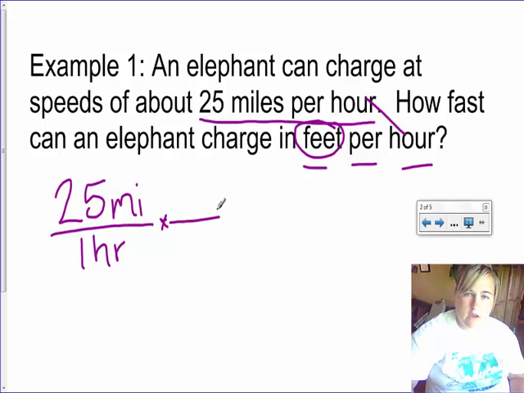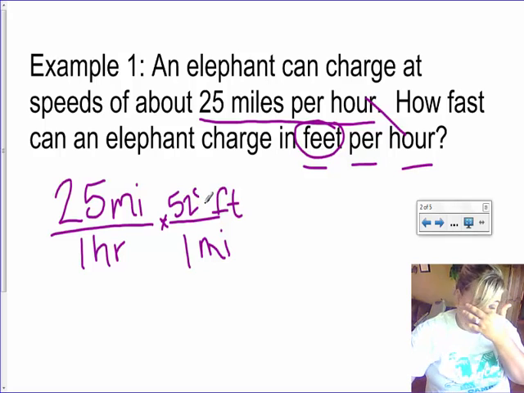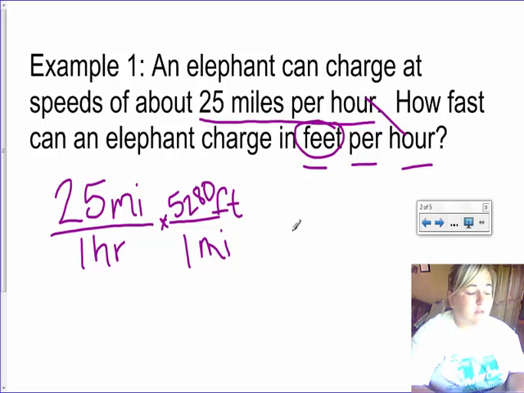And we're going to multiply by a unit multiplier. We want miles to cancel out. For miles to cancel, it has to be in the opposite location of what it is right here. So here it's in the numerator, so we're going to move it to the denominator. So we have miles on the bottom, and on top we're going to put feet. So our equivalency between miles and feet is that 1 mile is equal to 5,280 feet. Okay? So now all we have to do is multiply.